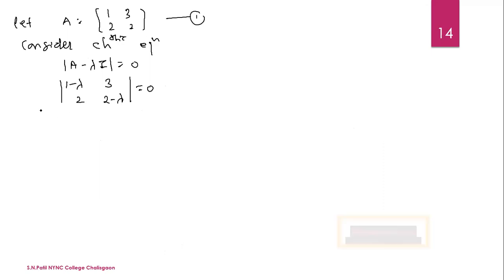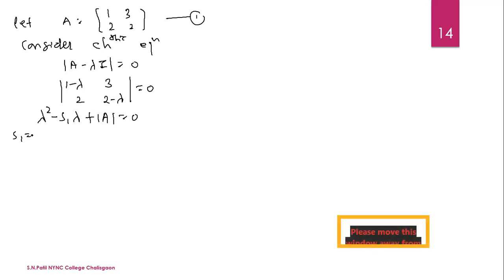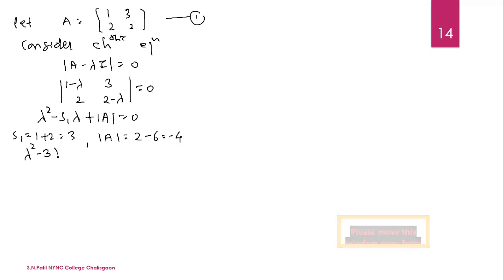Otherwise, write the formula lambda square minus s1 lambda plus determinant is equal to 0. Here s1 is equal to the sum of the diagonal elements, that is 1 plus 2 is equal to 3. This is nothing but the trace of the matrix, and the determinant is 2 into 1, that is 2, minus 3 into 2, 6, so we get -4. Substitute here: lambda square minus 3 lambda minus 4 is equal to 0.